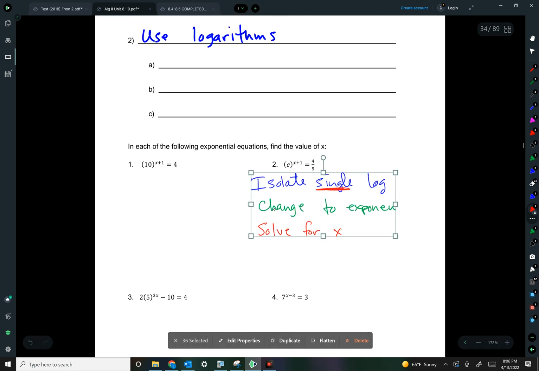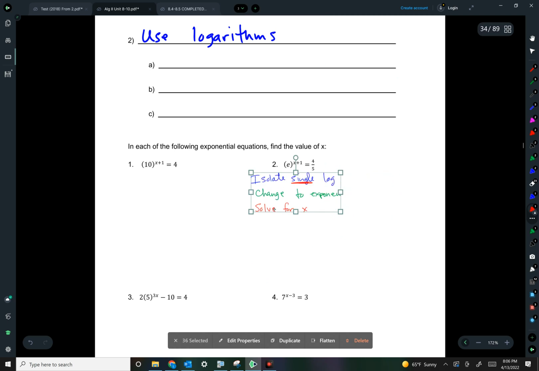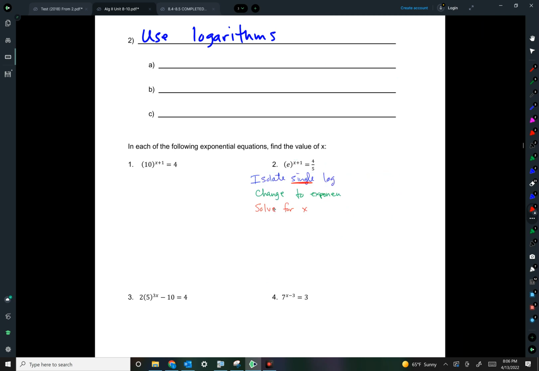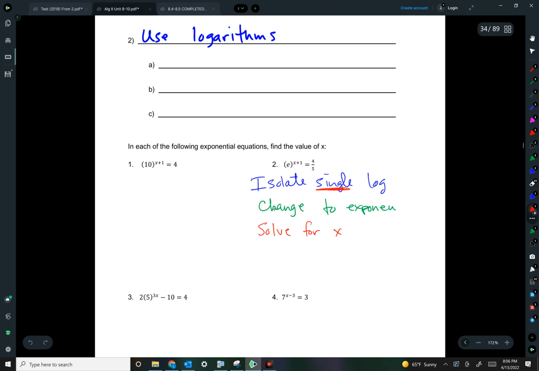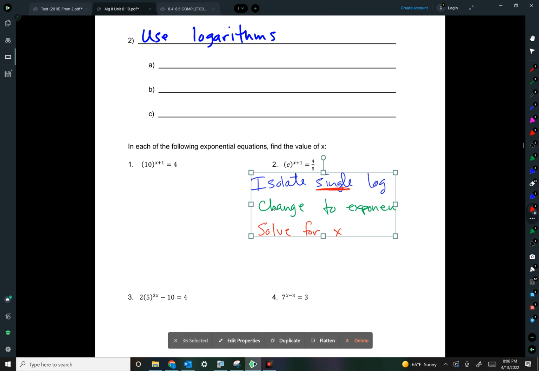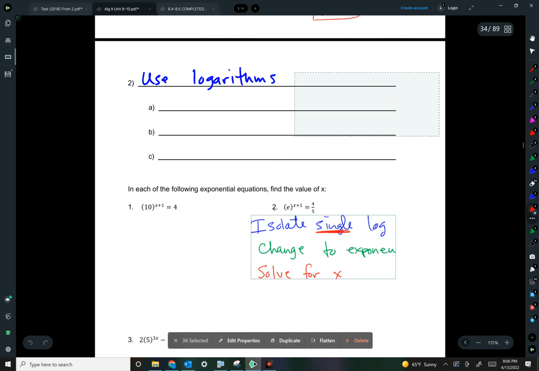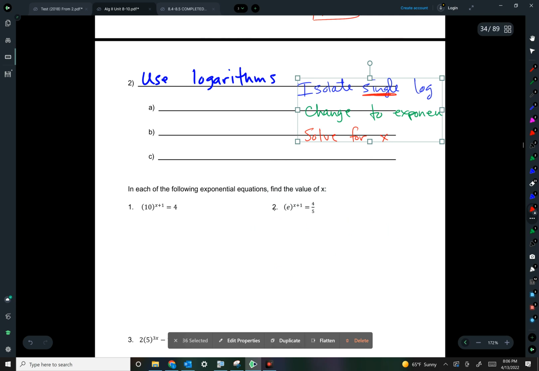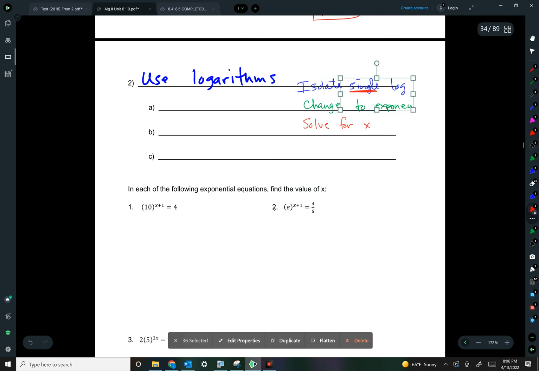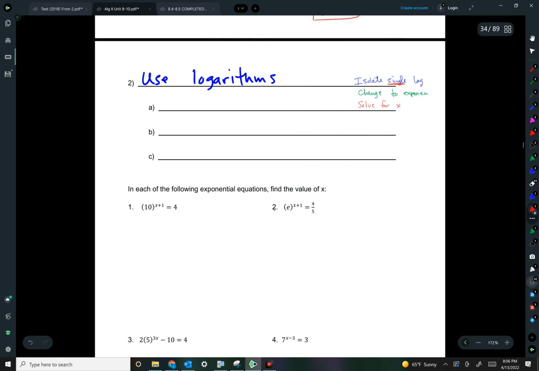So let me make this a little bit smaller so it'll fit. All right, so remember this was our method for solving a logarithmic equation. What did we use this for? We used this to solve log equations, right? That's what we used this for. So we said isolate the logarithm.